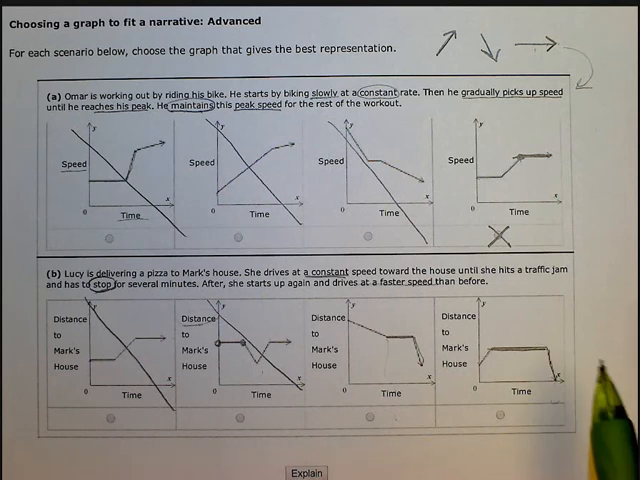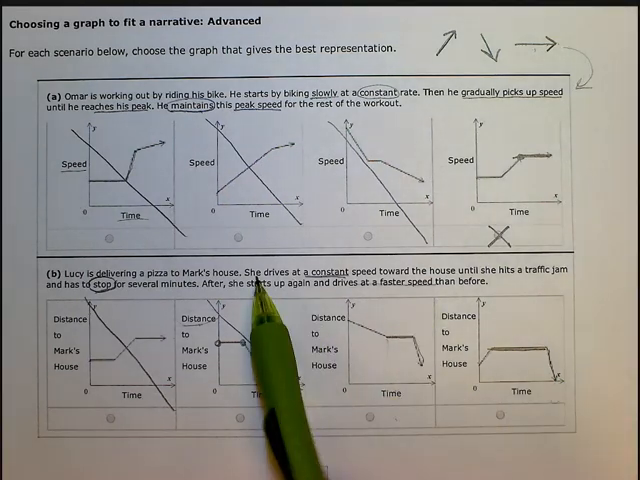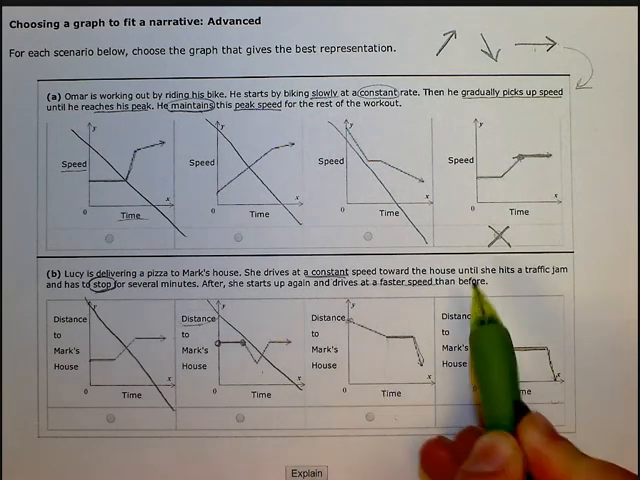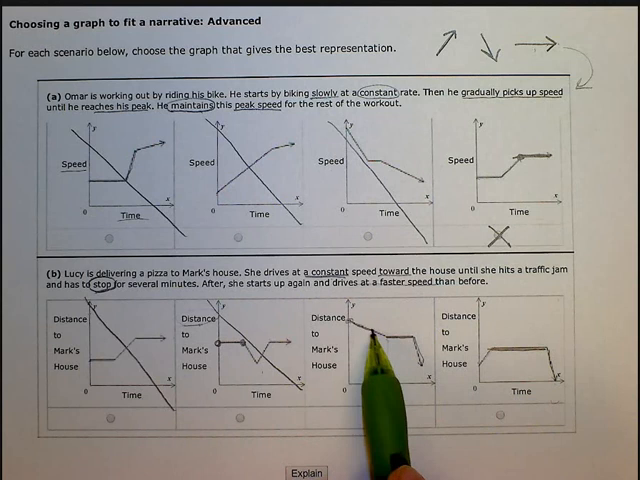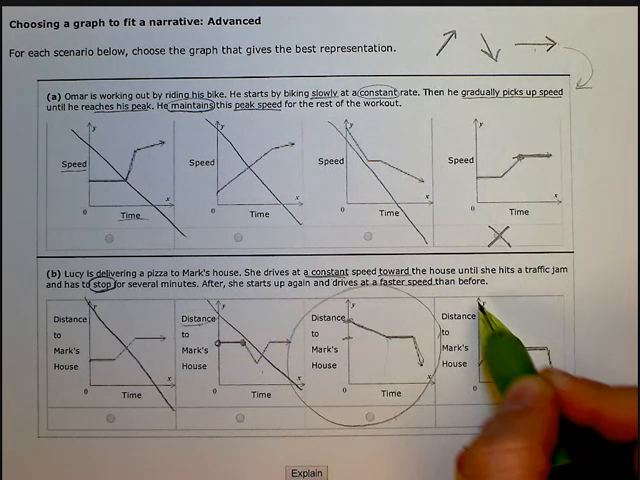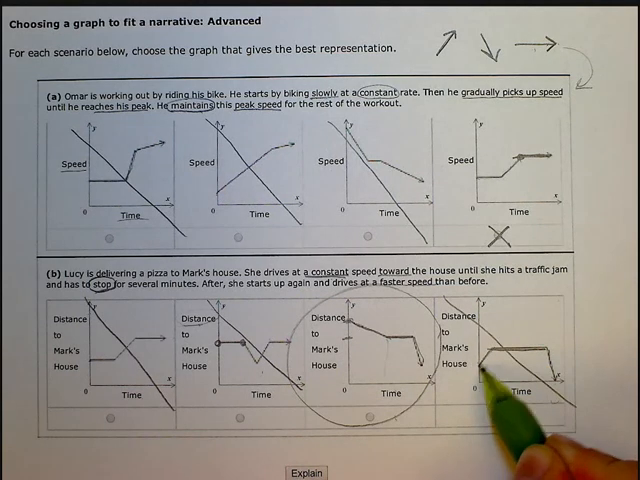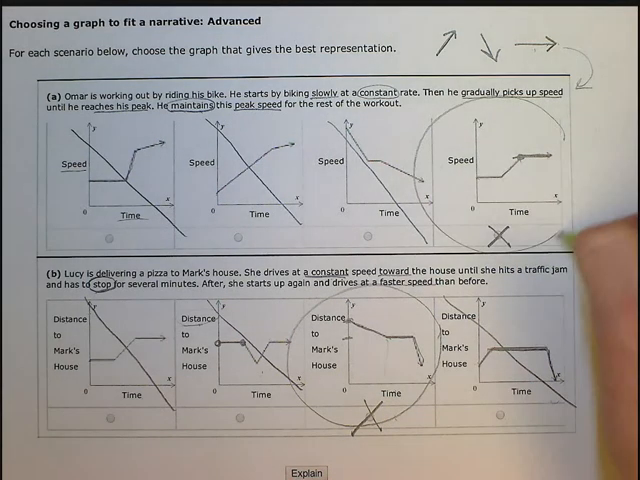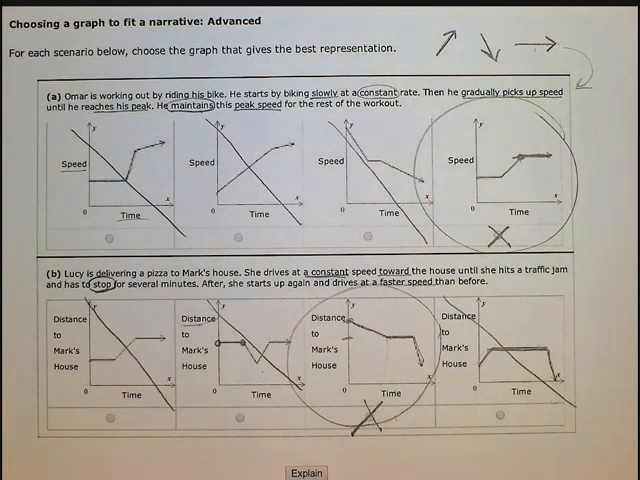Now, we have to go back until she's driving at a constant speed towards the house. So she is getting towards the house, which means she's getting closer. So the distance is going from a greater number to a smaller number as she gets closer. So it would have to be this one, because this one gets farther away, and then she stops, and then she gets close. So it has to be letter C here. So the two correct answers are D and C on this one, and you need to pay attention to what is on your axes when you do these problems.